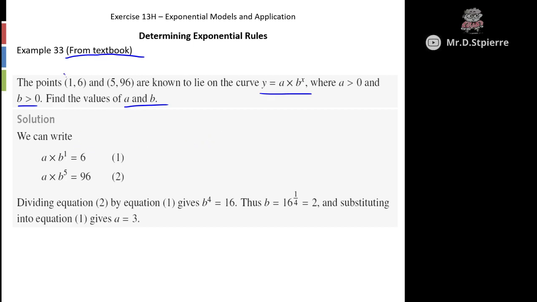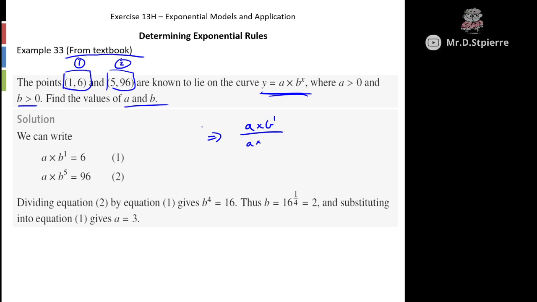So if we substitute in, let's call this coordinate 1, and then we substitute these data points in again to our unknown exponential, we get these two equations: a times b to the 1 is equal to 6, and a times b to the 5 is equal to 96. And this is most easy to solve by doing equation 1 divided by equation 2.